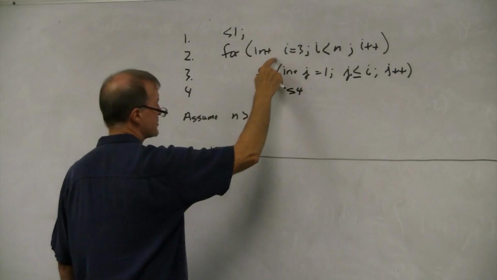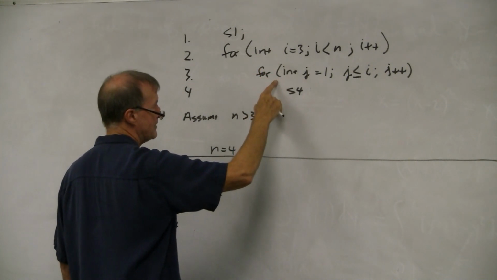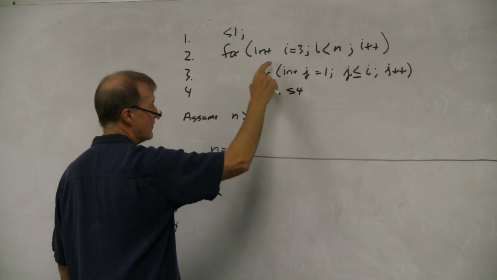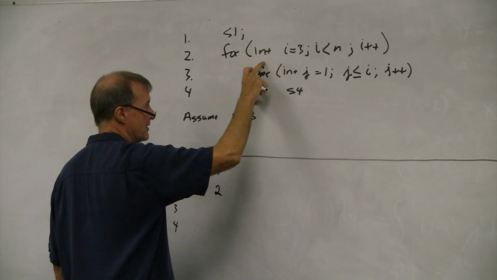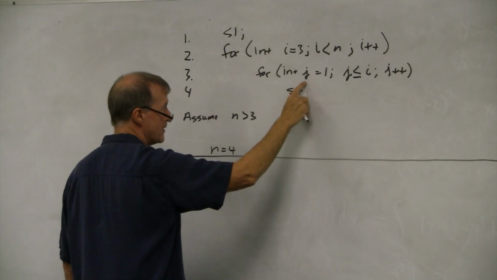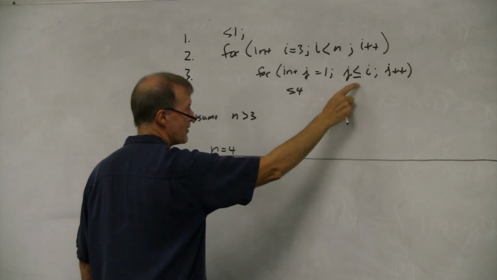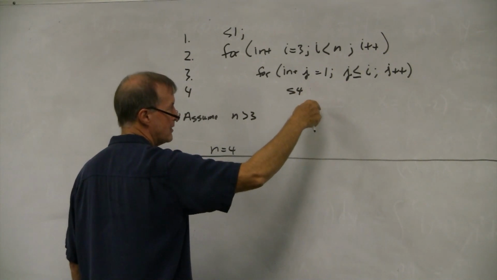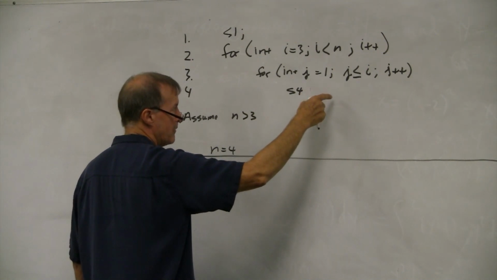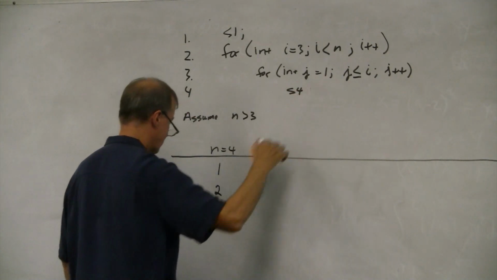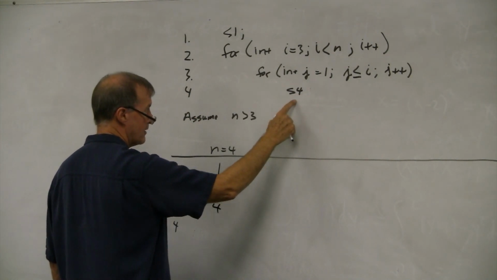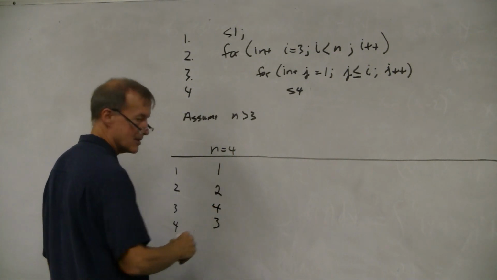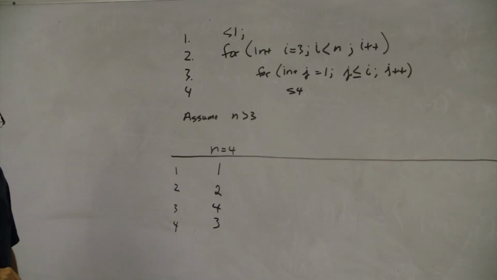Now, the first time this goes through the loop, i is 3, right? When this executes its body for i being 3, what is this loop? This is for j gets 1, j less than or equal to 3. So it executes for 1, 2, and 3, but then the test makes it 4. And this one executes 3. Now, does everybody see how that worked?